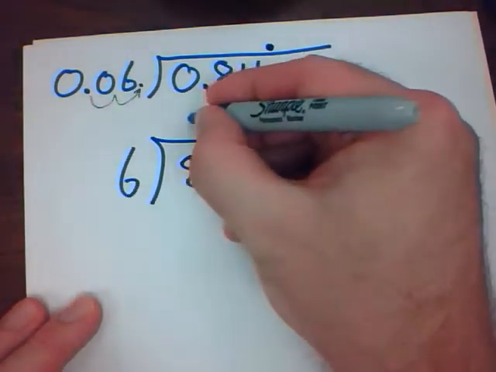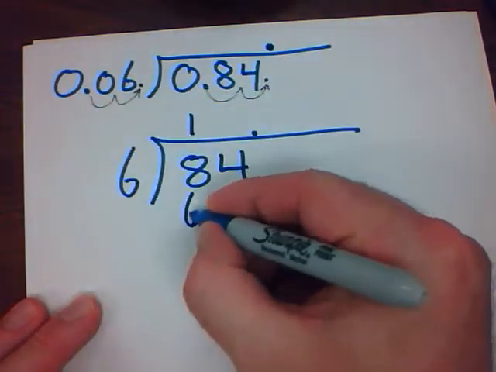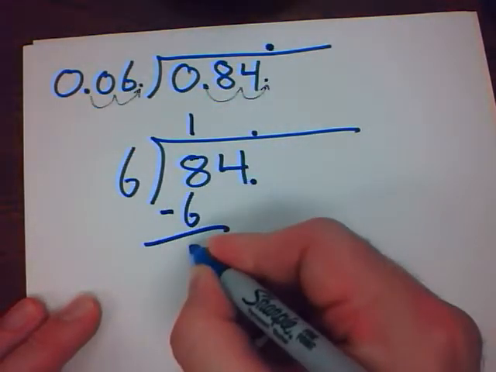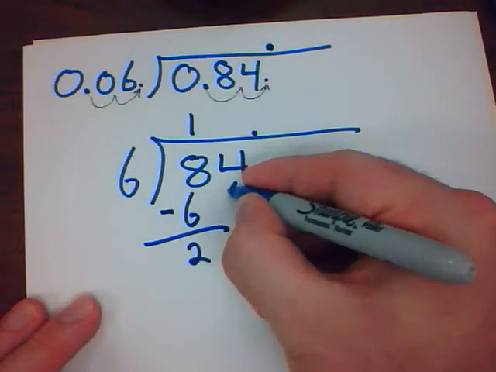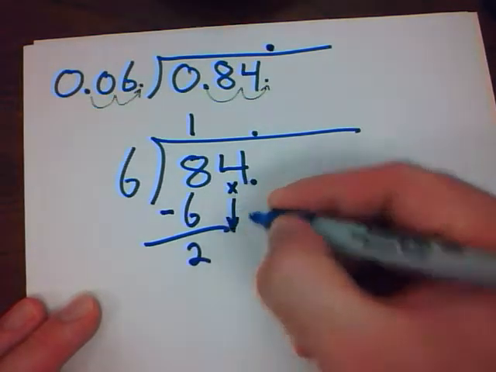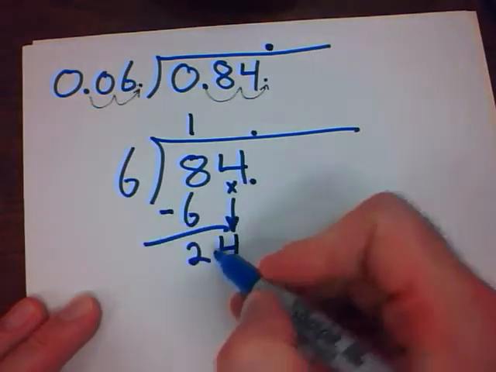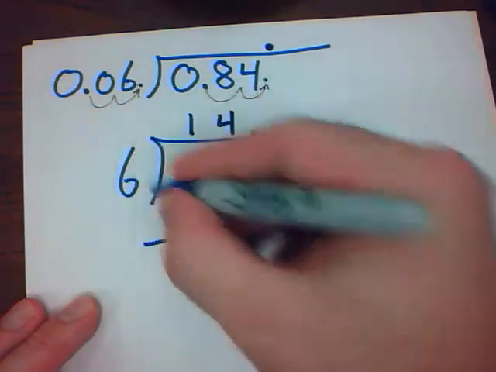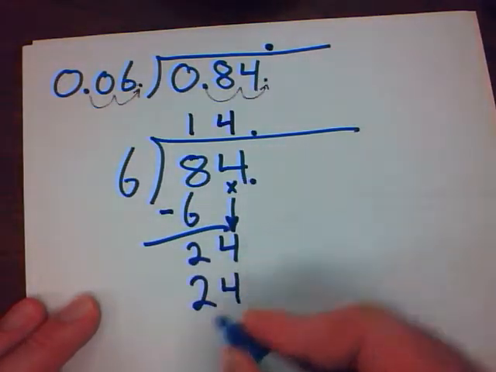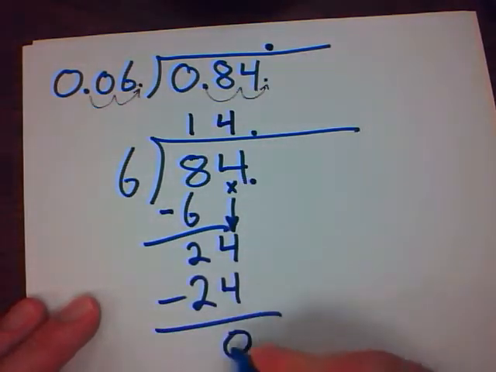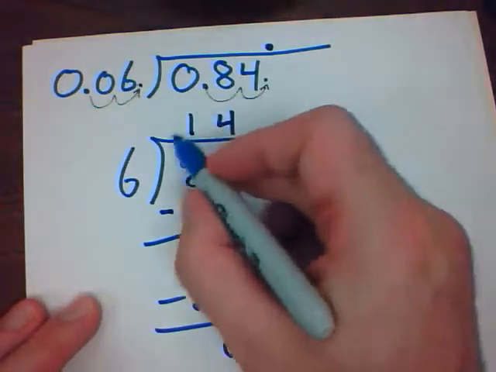6 goes into 8 once. 1 times 6 is 6. I will subtract. I'm left with 2. I'm going to carry down the 4. 6 into 24 goes 4 times. 4 times 6 is 24. I subtract. I have a remainder of 0. The answer to the question is 14.